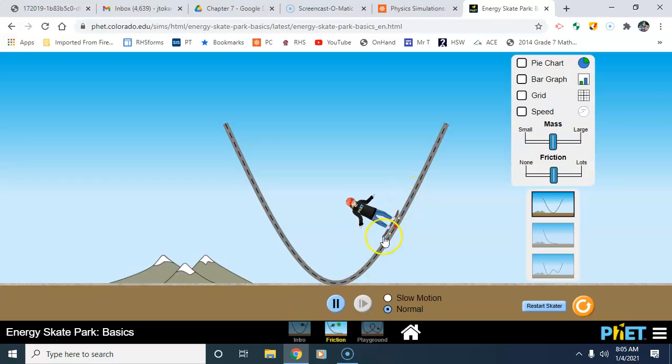And notice, friction still acts. So little by little, this person will come to a stop. A pendulum will do the same thing. We call this effect damping, by the way, because eventually it comes to a stop.